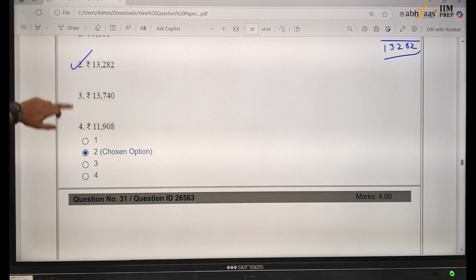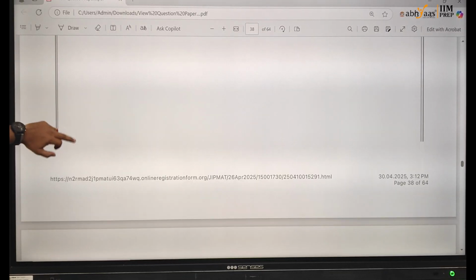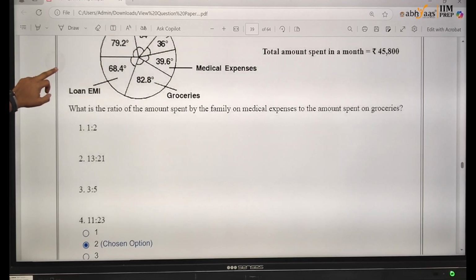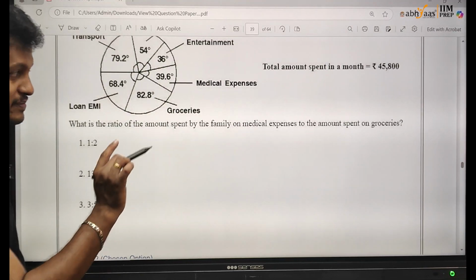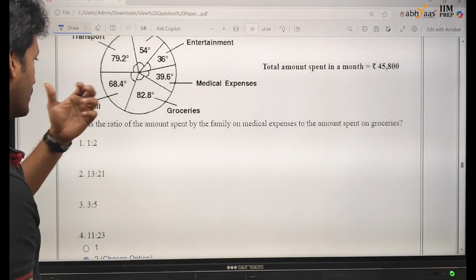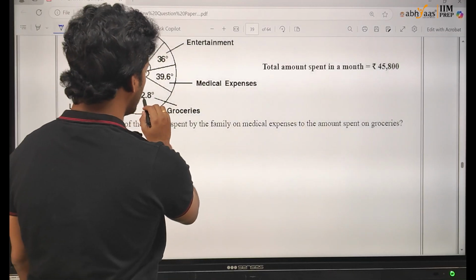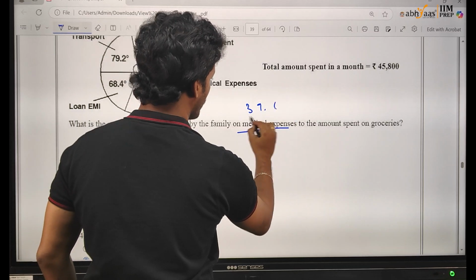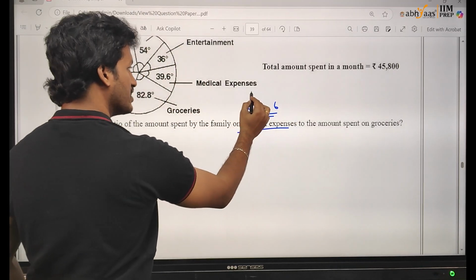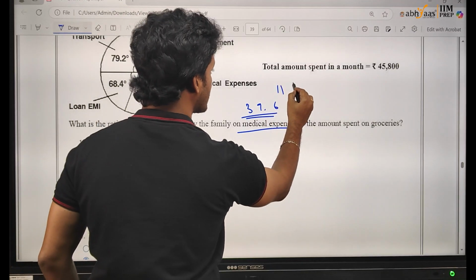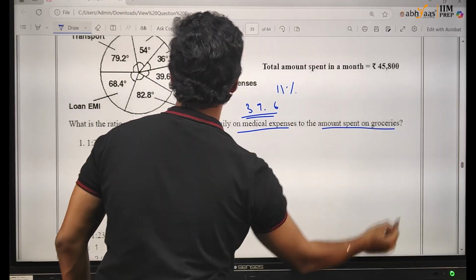Okay, now let's go for the next question. What is the ratio of amount spent by the family on medical expenses to the amount spent on groceries? Don't go for cancelling each other. Okay, let's wait. So medical expenses are 39.6 degrees. We can clearly see that it is 3.6 degrees more than 36 degrees. That is 11 percentage. To the amount spent on groceries.